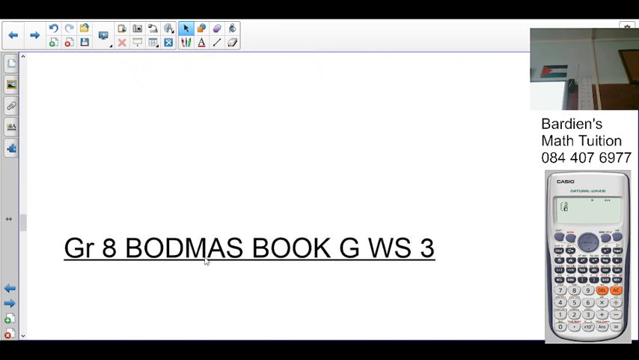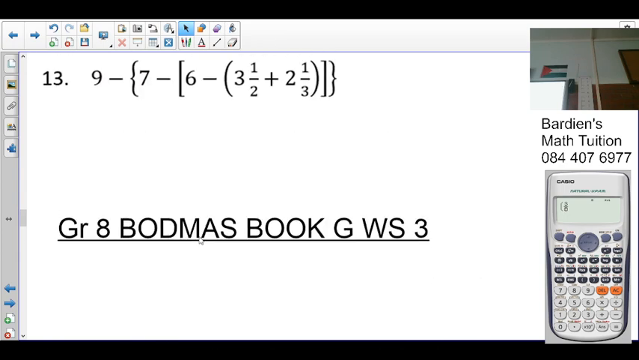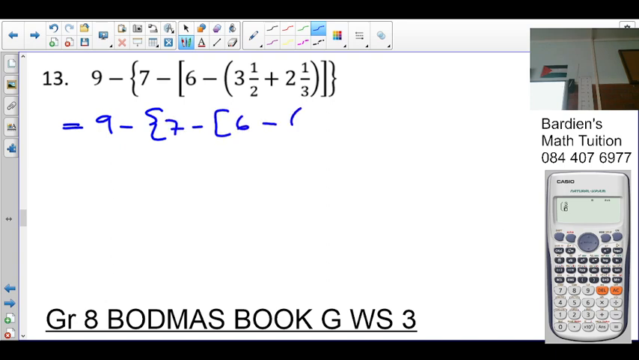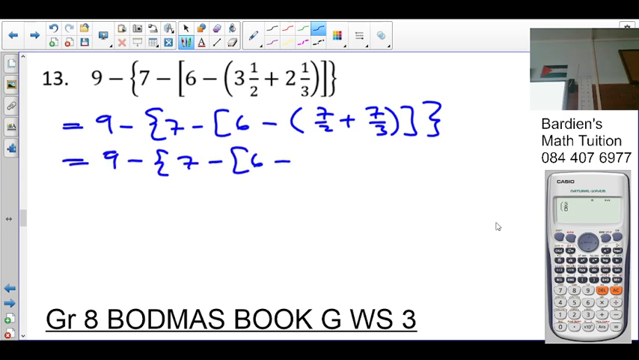Number 13. How many sums are left? One more. Alright. Number 13. Again, the most inner bracket must be done first. We're going to change these to improper fractions. Okay, so you mix fractions into improper fractions first. So it's going to give you 7 over 2 plus 7 over 3. Okay, so we've got 9 minus 7 minus 6 minus, what's your LCM there? 6. So multiply that by 3 is 21. We multiply that by 2 is 14.